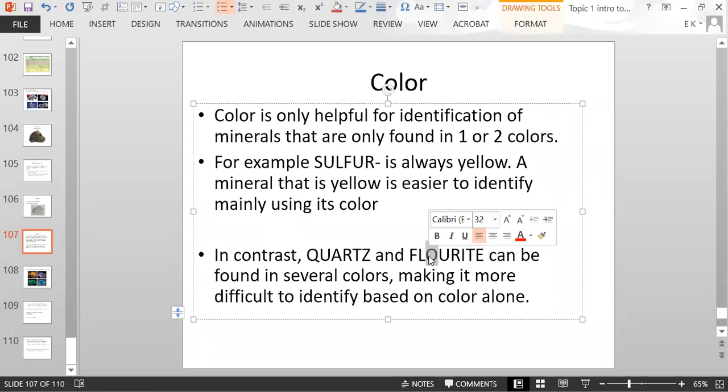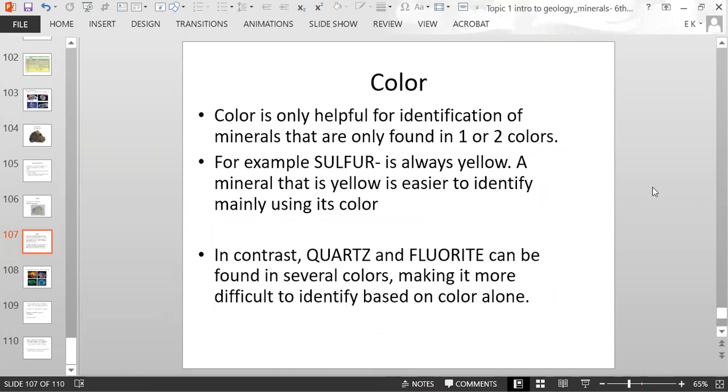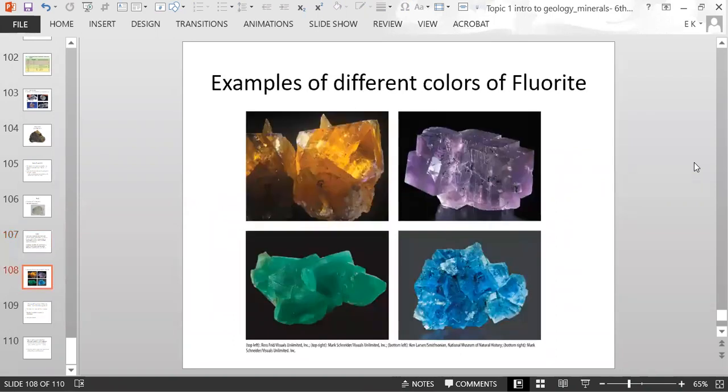That's actually spelled incorrectly. That's how you spell fluorite. Okay, so here's what I'm talking about with fluorite. Fluorite can come in yellow, purple, blue, green, clear. So you're not going to use color as a way of identifying fluorite as easily as you use color to identify sulfur.